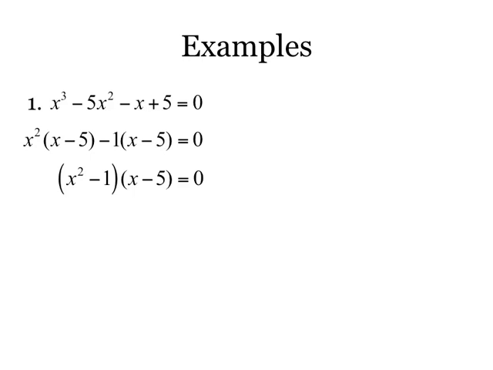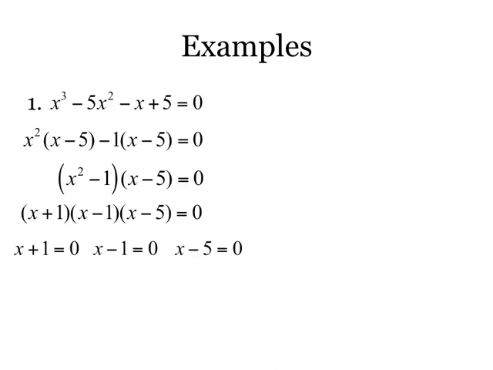Now, we actually can factor one more time. We have a difference of squares with the x squared minus 1, and so that factors down to (x plus 1)(x minus 1). And then now that you have everything factored, you can just set each factor equal to 0 and solve. So x plus 1 equals 0, x minus 1 equals 0, and x minus 5 equals 0, and that gives you x equals negative 1, x equals positive 1, and x equals positive 5.